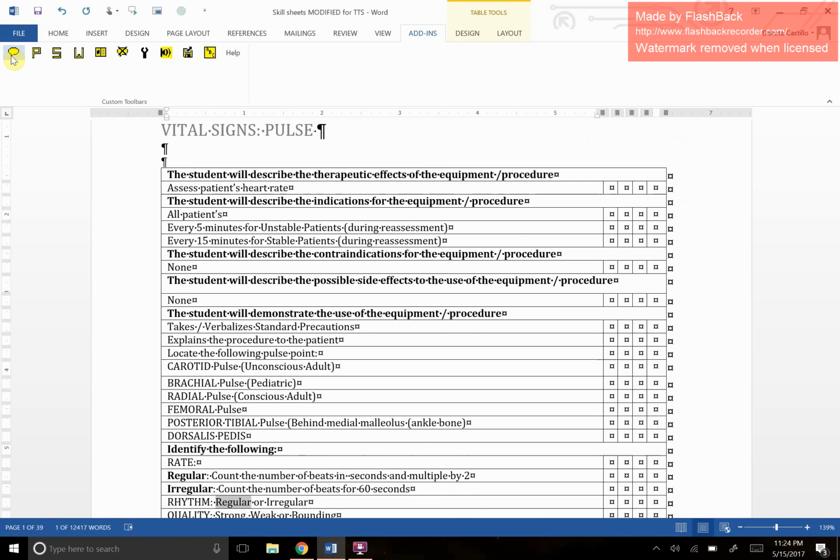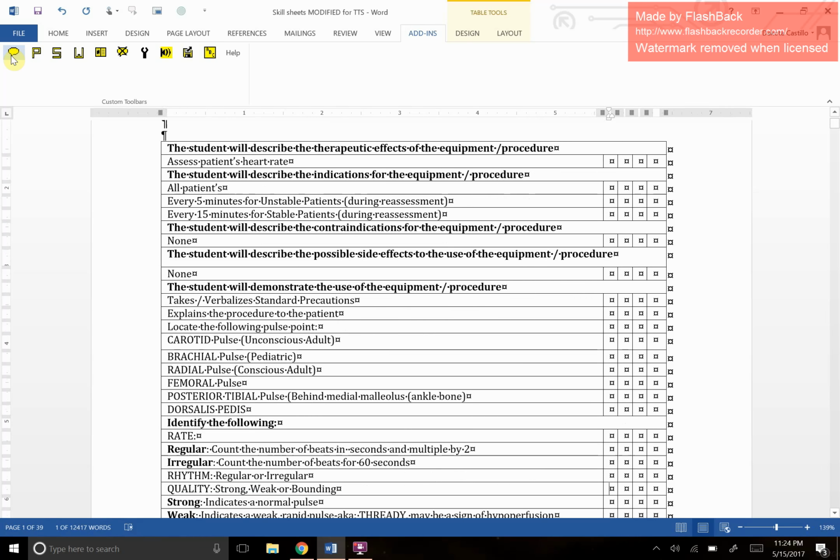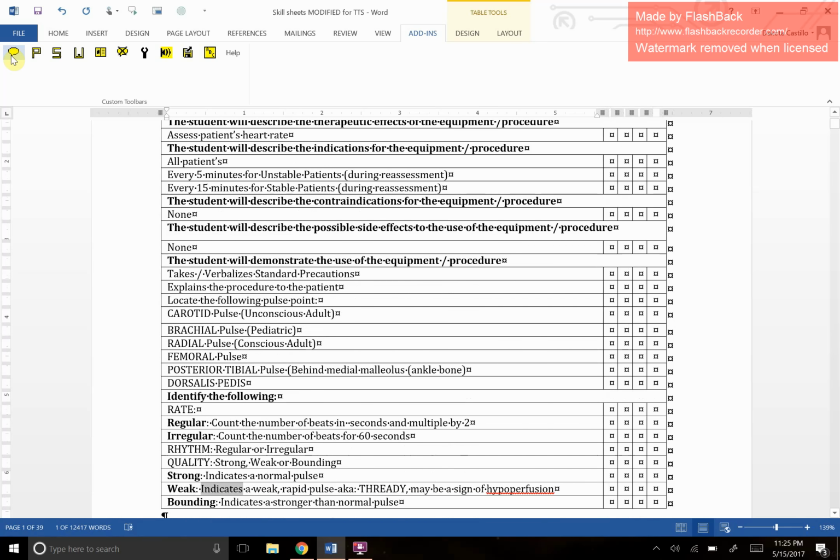Rhythm, regular or irregular. Quality, strong, weak, or bounding. Strong indicates a normal pulse. Weak indicates a weak, rapid pulse, aka thready, which may be a sign of hypoperfusion. Bounding indicates a stronger than normal pulse.